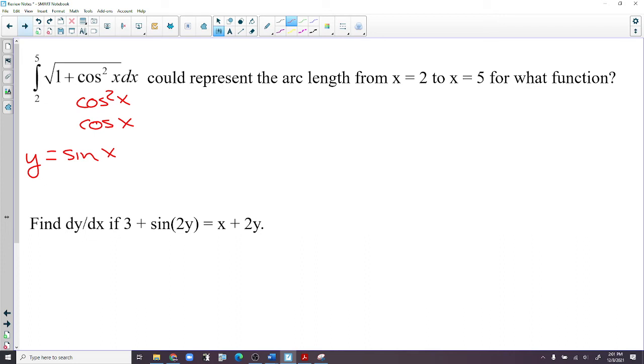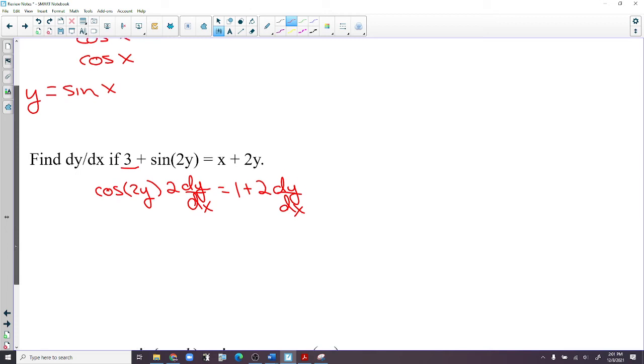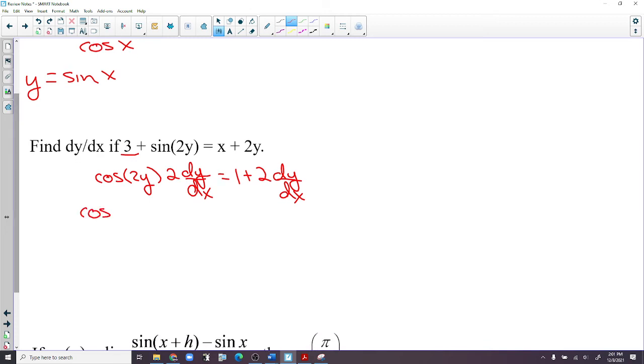Implicit, find dy dx. So we take the derivative of 3, that's 0. Derivative of sine is cosine, but then the derivative of the outside is 2, but we're taking the derivative with respect to x, not y. So we write dy dx. That's 1 plus 2, but we just took the derivative of y again, so dy dx. Oh, let's go cosine of 2y. How about we put the 2 out front here? dy dx minus 2 dy dx equals 1.